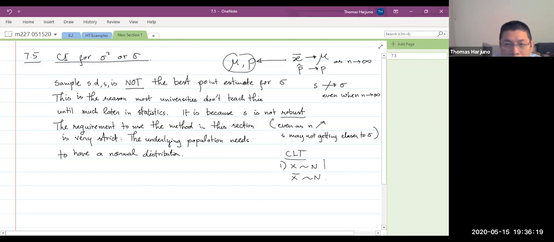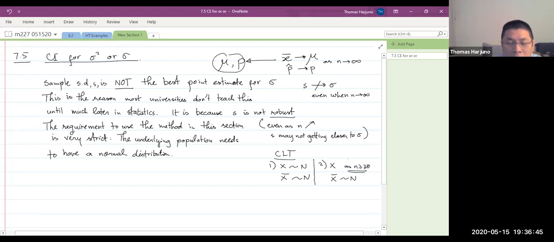But the second part doesn't require the underlying distribution to be normal. If the underlying distribution is not known to be normal, the sample mean will still be normally distributed as long as the sample size is at least 30. You remember that? So one way to apply the method we had earlier is either the underlying distribution is normal, or the sample size is at least 30. That's for us to apply the model that we have earlier.